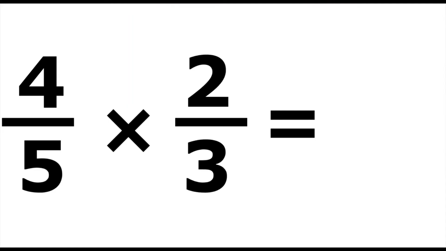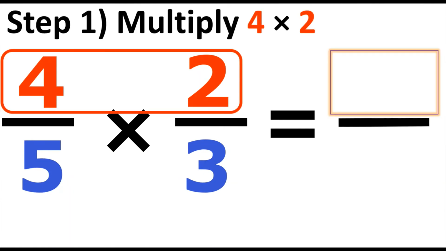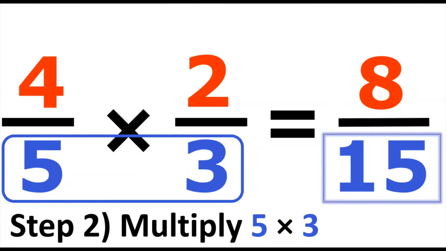Example number 12. We have 4 over 5 times 2 over 3. We start with the numerators. Looking up top, we have 4 times 2, which gives us 8. At the bottom, we have 5 times 3, which gives us 15.